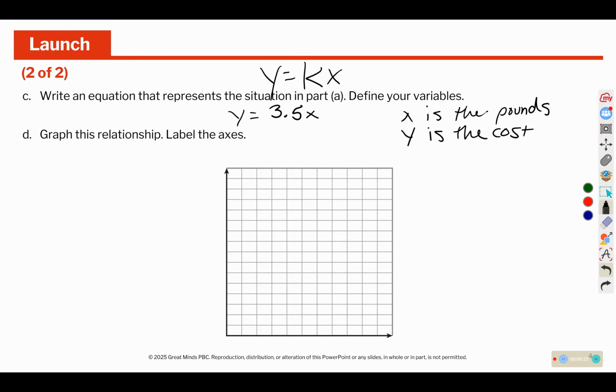Then it says graph this relationship and label the axes. This is the x-axis and this is the y-axis. So this one is going to be labeled with pounds, and this one is going to be labeled with cost.